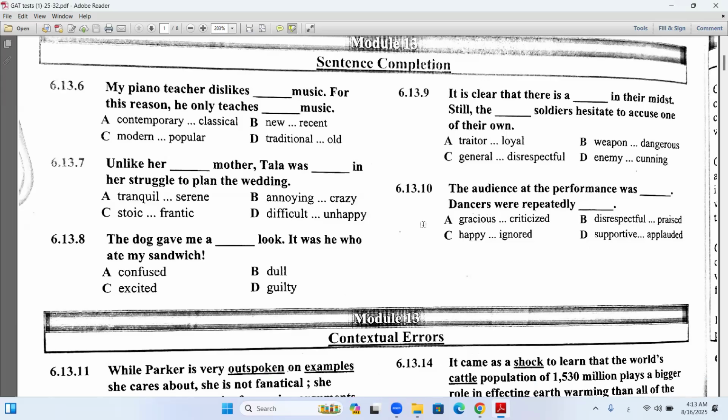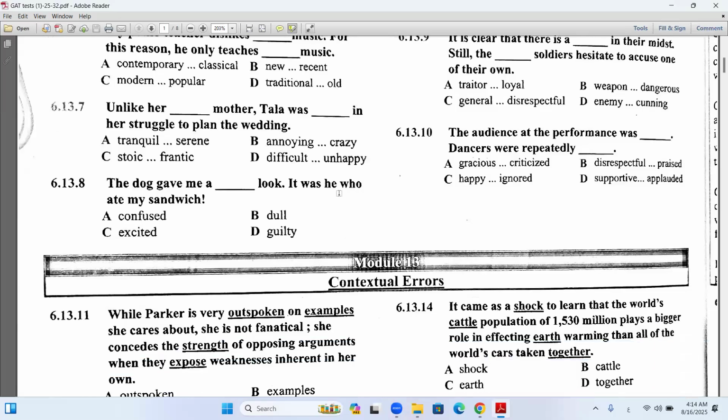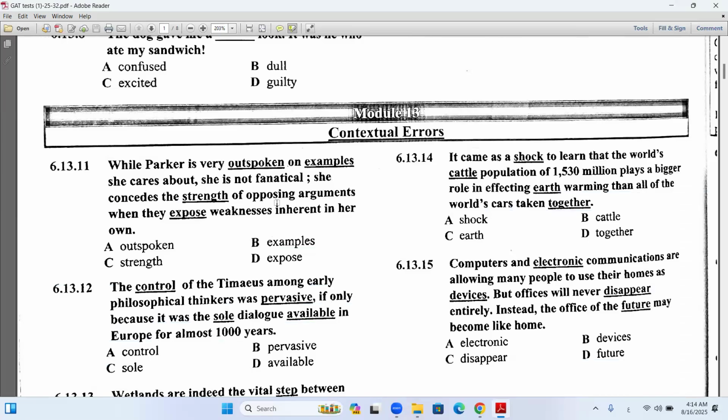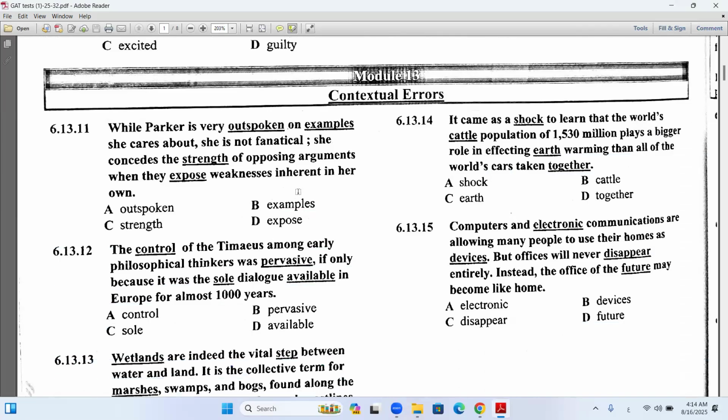Ten. The audience at the performance was supportive. The dancers were repeatedly applauded. Applauded, yeah. They gave them a round of applause. So the performance was supportive because they applauded. They gave the dancers rounds and rounds of applause. Good, that's wonderful. Now let's move to section 3, which is the contextual error.